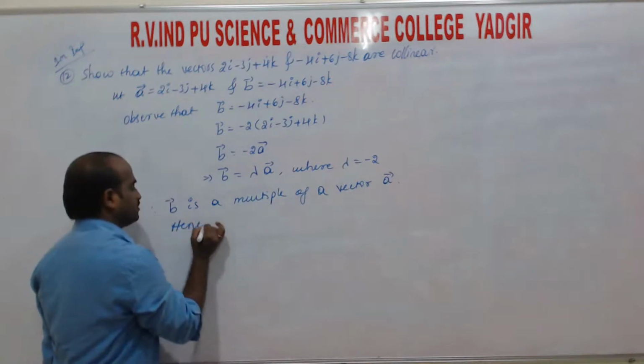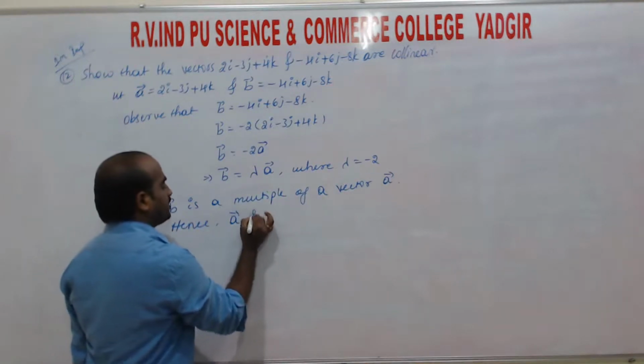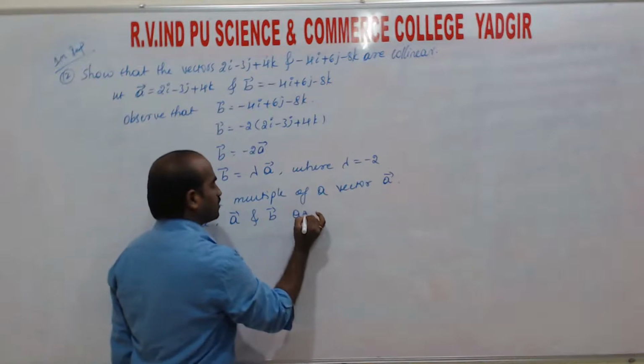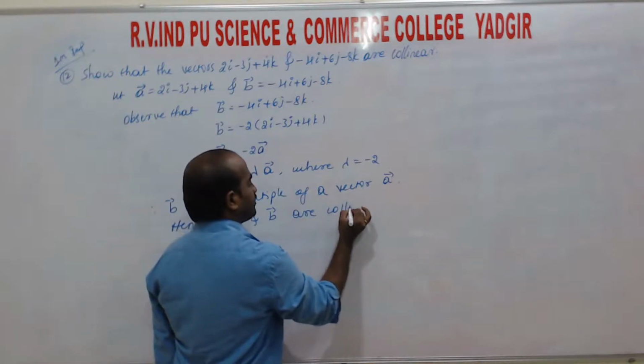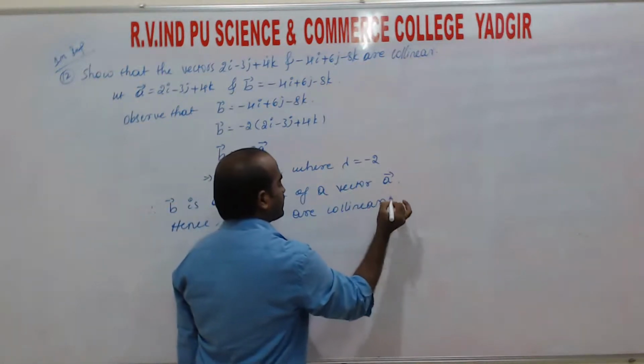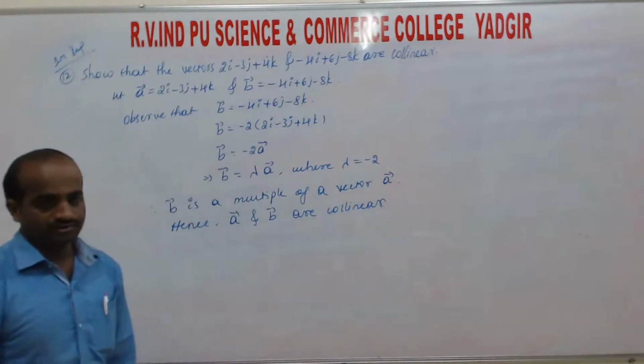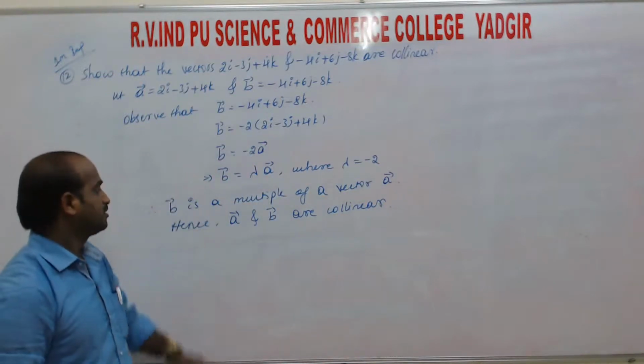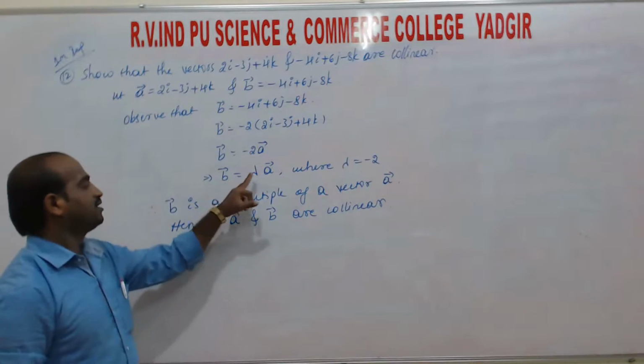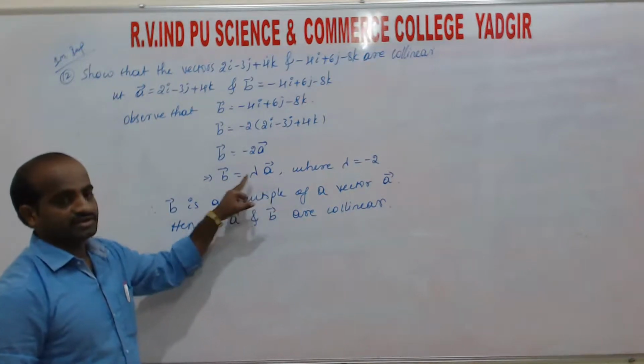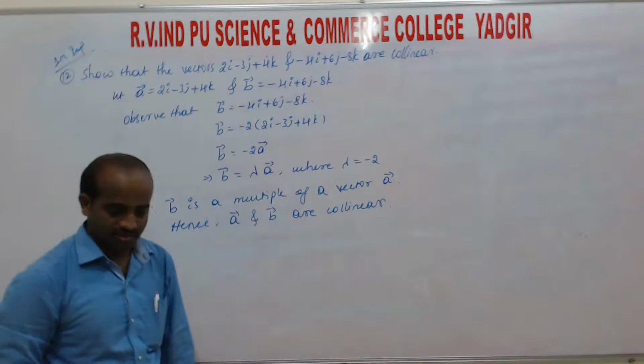Hence, A vector and B vector, the given vectors, are collinear. Very simple, one mark. B vector is what? A scalar multiple of A vector.